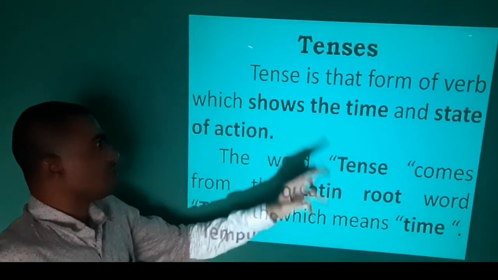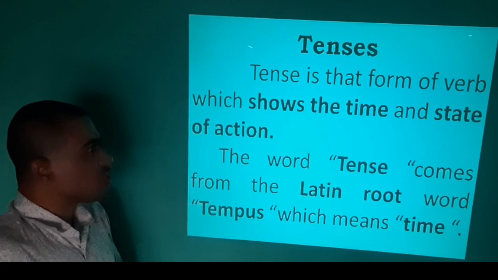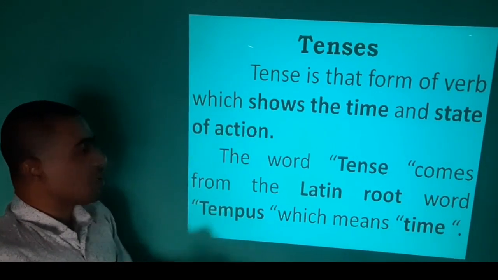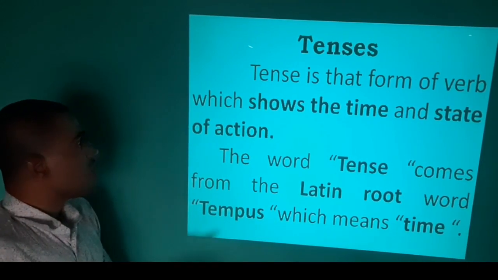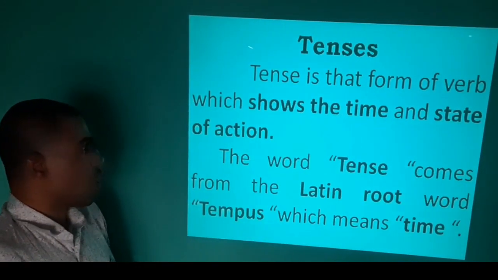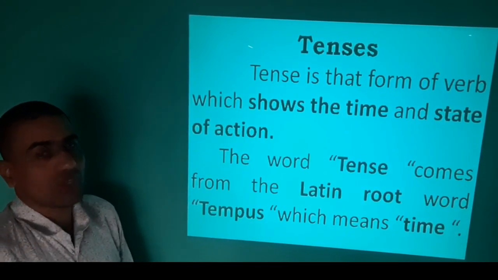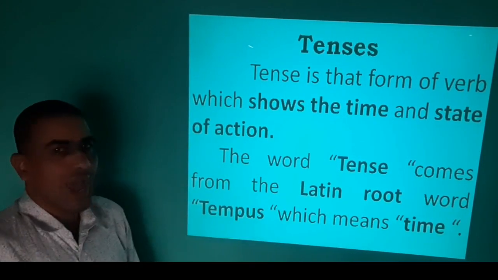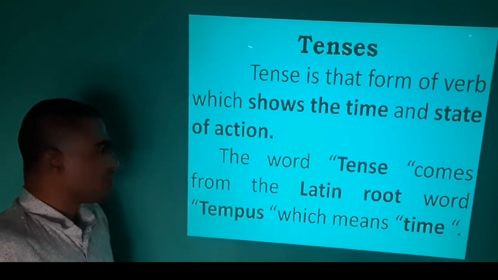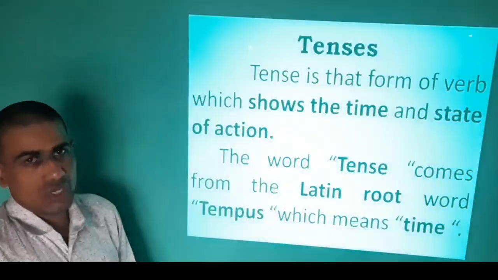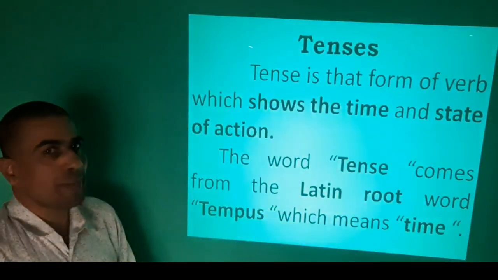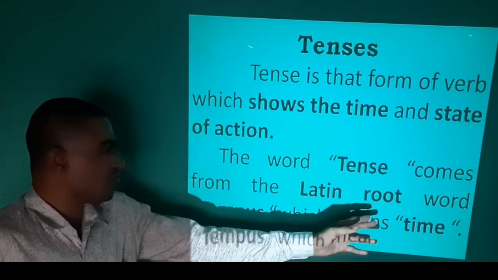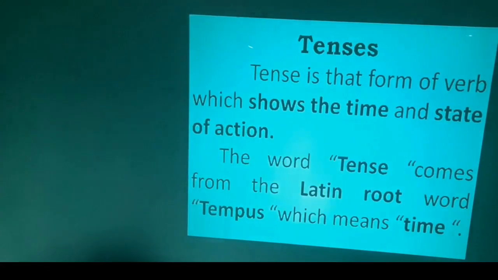The word tense is that form of verb which shows the time and state of action. So the moment you say tense, it is the time of action or state of action that one talks about. The word tense comes from the Latin root word tempus, which means time.